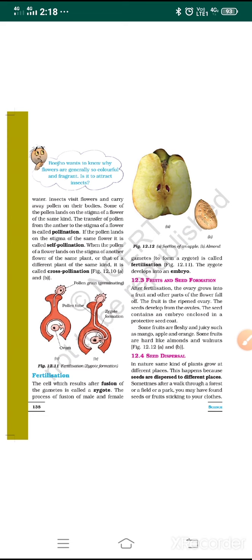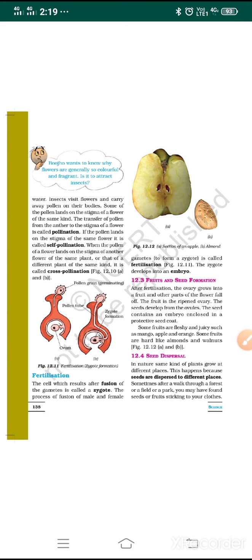Dear students, in the previous class I was discussing one of the important concepts of the lesson, reproduction in plants, that is fertilization. As we discussed in the previous class, what is a zygote? The fusion of male and female gametes is called a zygote, and the process of fusion of male and female gametes to form a zygote is called fertilization. The zygote is the cell formed after the fusion of both the gametes, and the whole process of formation of the zygote is called fertilization. Later on that zygote develops into an embryo. So far we have discussed this in the previous class.